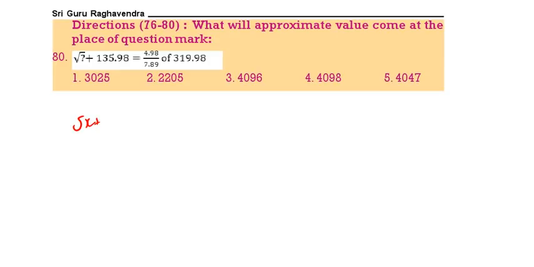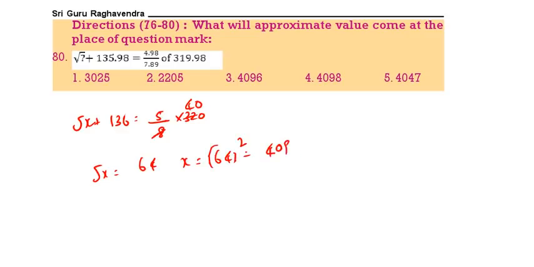Root x plus 136 is equal to 5 by 8 of 320, that is 200. 200 minus 36, 64. So root x is equal to 64. X value 64 square, that is 4096. 64 square means it should end with 6. So here we are having only one option, 4096. Next question.